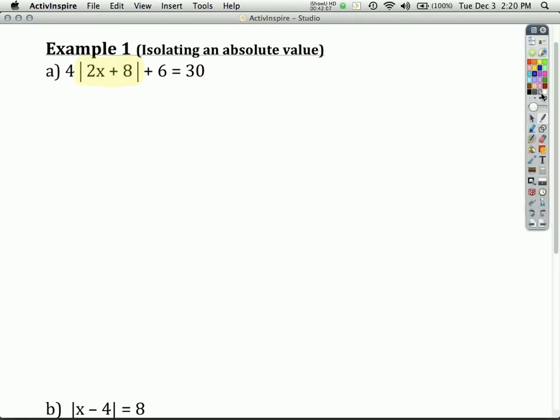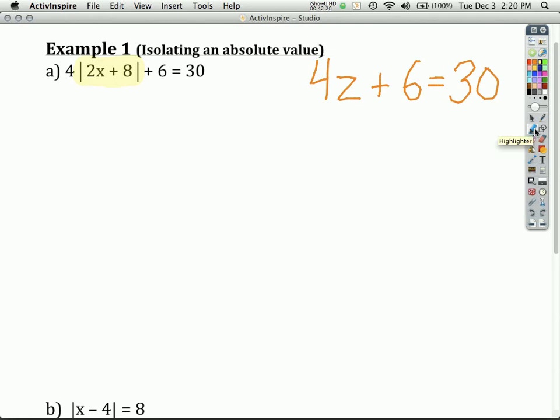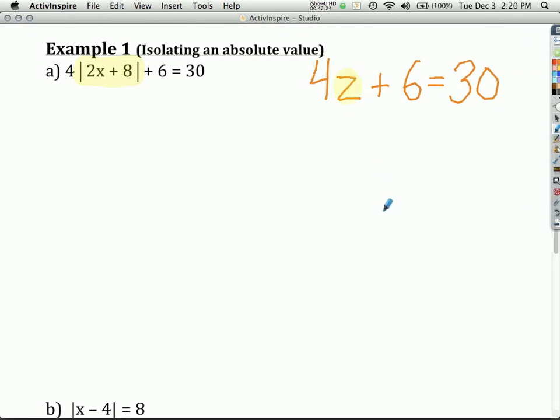Here's what you've done in the past, and you do not need to copy this down. 4z plus 6 equals 30. I want to isolate the z. That's how we solve that. So what would the first step be in solving this? Nathaniel? Subtract 6 from both sides. Very good. Subtract 6 from both sides.